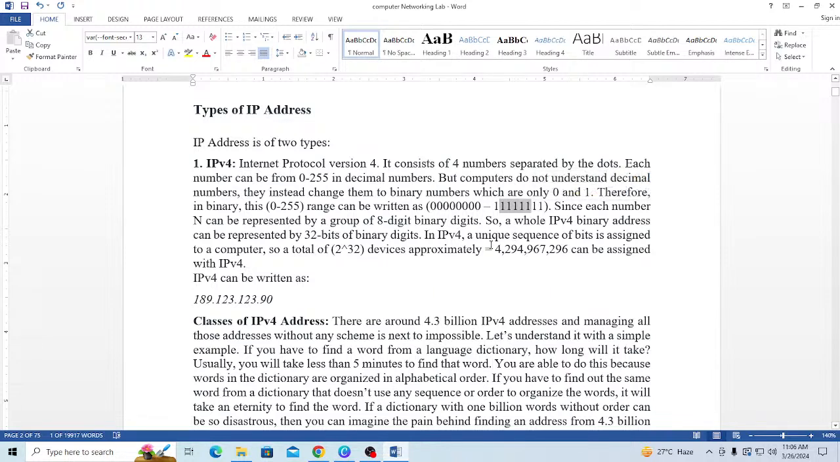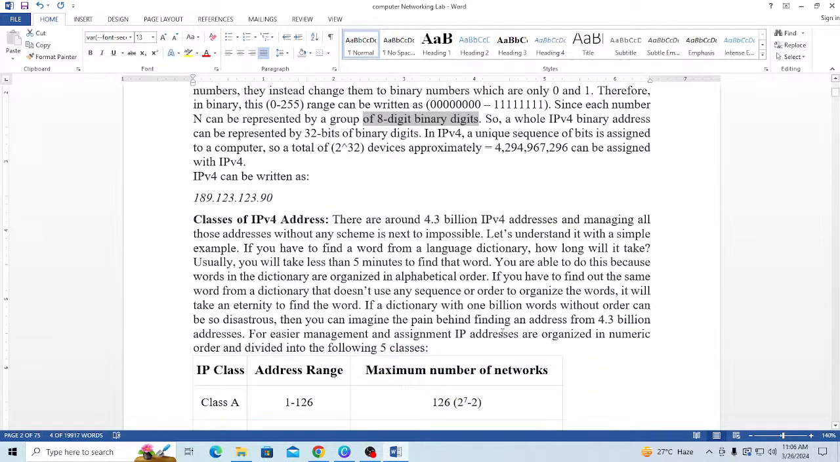That means the digits in the 8-bit binary digit are there. So like that, they provide 4 numbers separated by dots. For example, 189.123.123.90: 1, 2, 3, 4. 4 dots are there. This is treated as IPv4, version 4. 4 dots are considered.